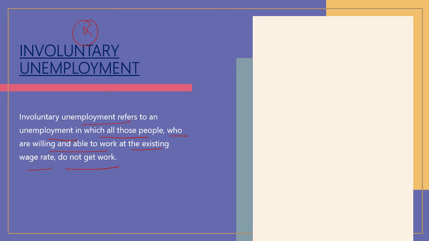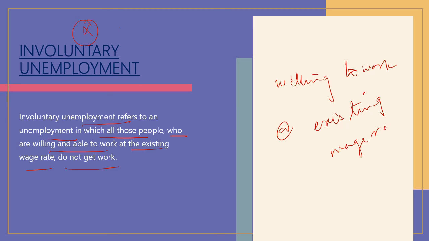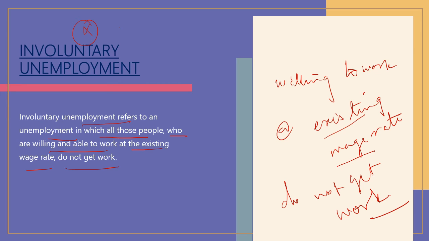That is called involuntary unemployment. So they are ready to work at the existing wage rate, but they are not getting any work. The most important words are willing to work at the existing wage rate, but do not get work. Keep in mind that they are willing and able to work for the existing wage rate, but they are not getting work. That is involuntary unemployment.